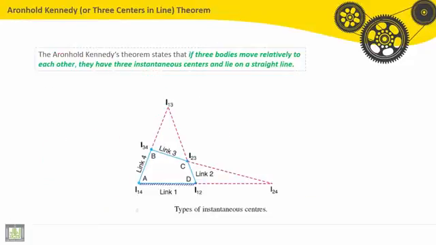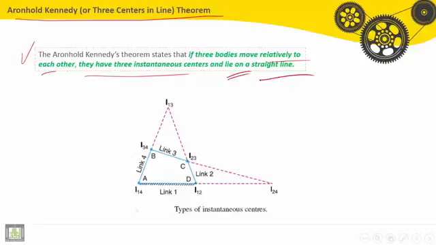Now we'll see Arnold-Kennedy theorem, also called the three centers in line theorem. So the Arnold-Kennedy's theorem states that if 3 bodies move relatively to each other, they have 3 instantaneous centers and lie on a straight line. Let's see this example of 4-bar mechanism.